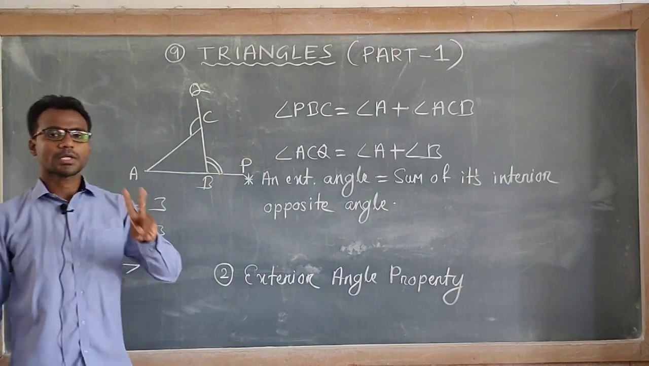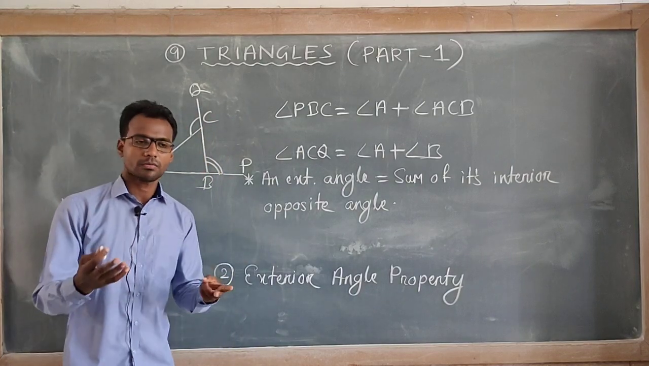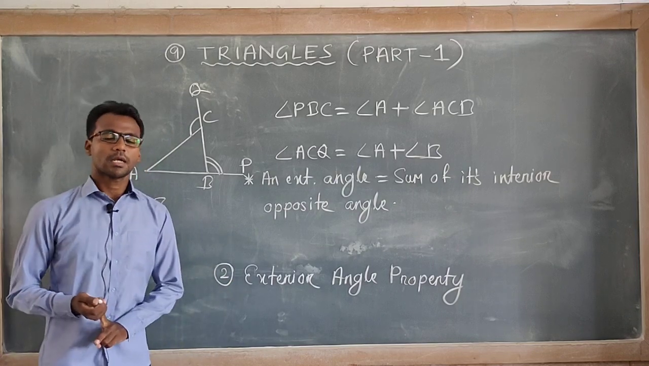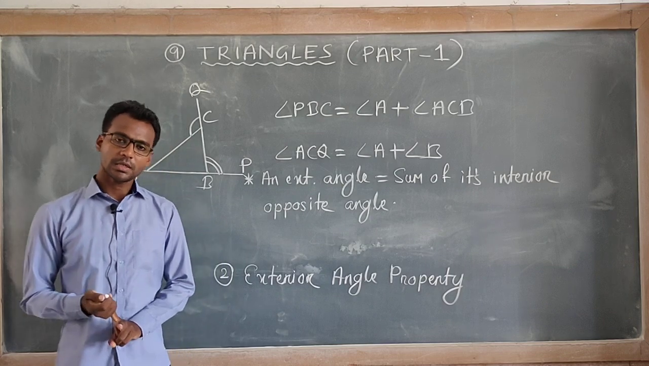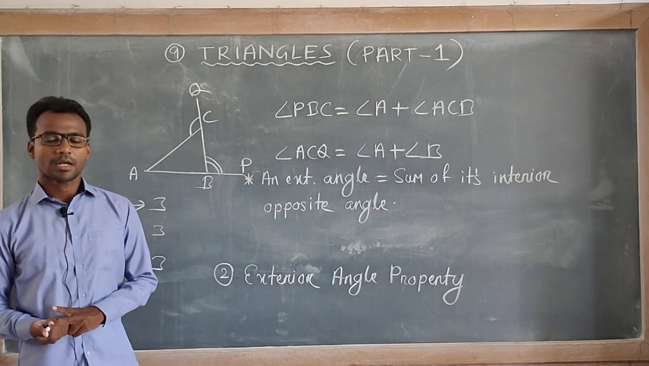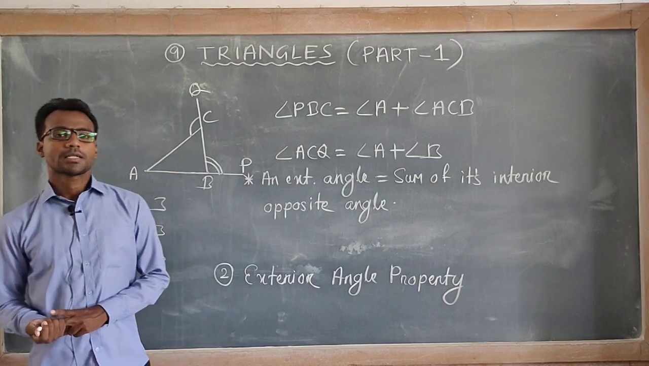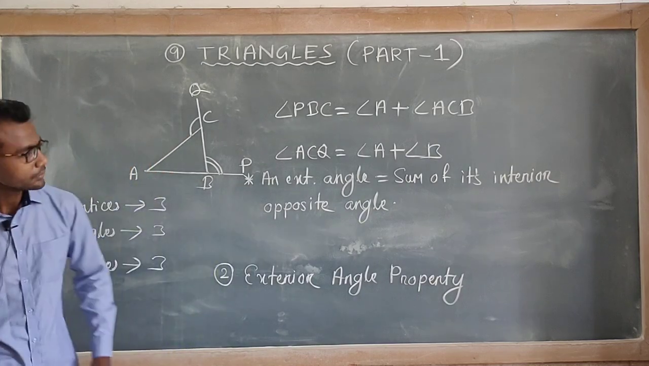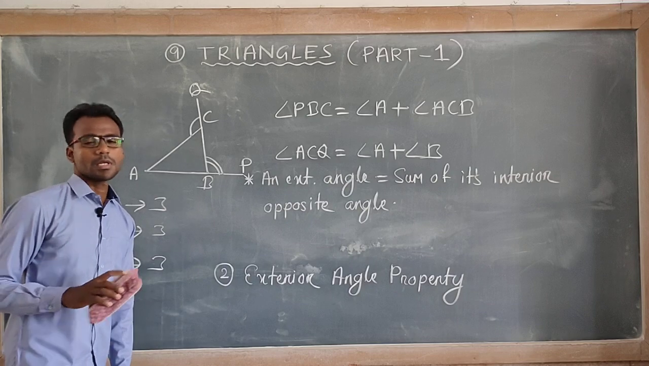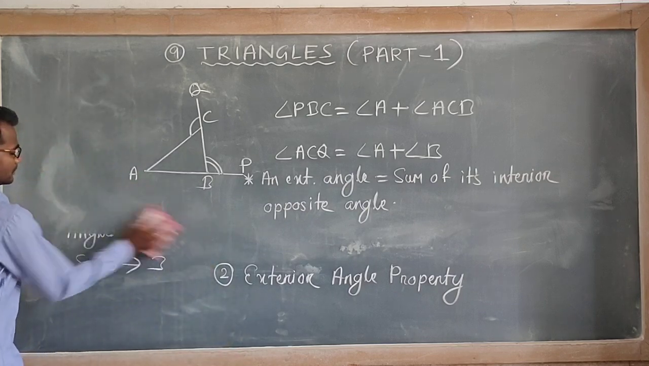So these are the two properties which you have to remember, which you already know from lower class. First one is the angle sum property, meaning the sum of the angles of a triangle is always 180 degree. Second one is the exterior angle property, meaning one exterior angle is equal to the sum of its interior opposite angles. Now let us move to types of triangles.